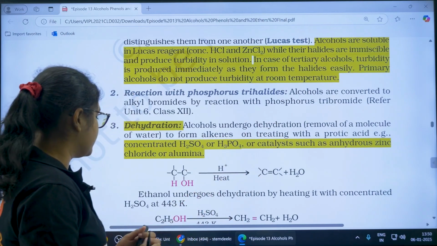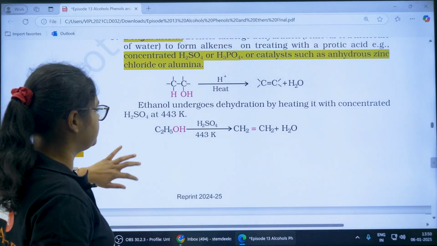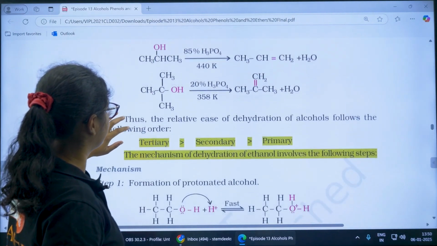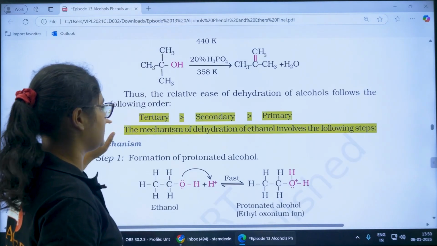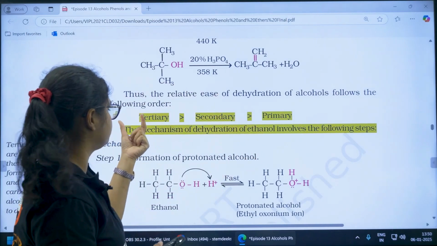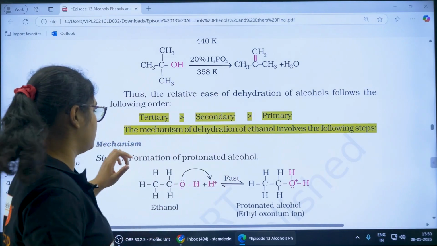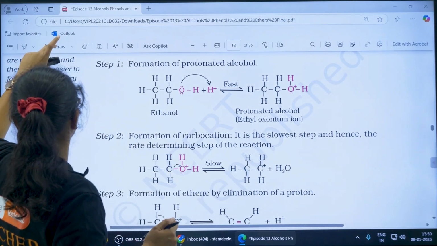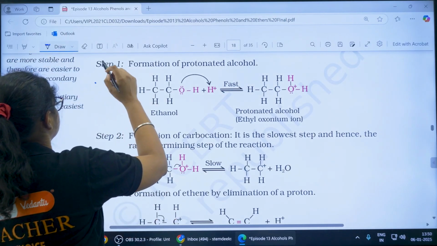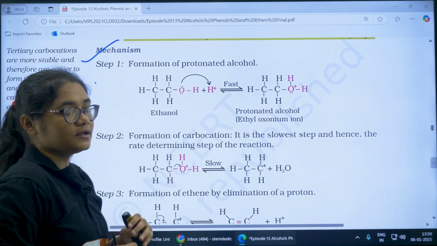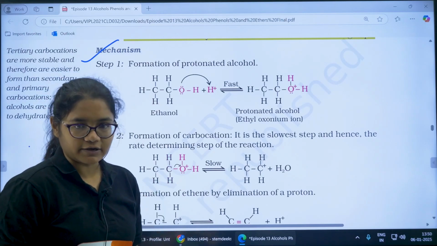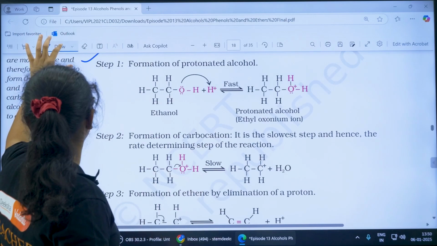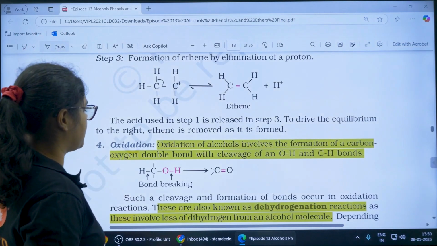Next, these are all H3PO4. Now the order of dehydration: first tertiary, then secondary, then primary. Then this mechanism is also very important. This is the second mechanism of the chapter. The first mechanism was the hydration of alcohols, and this is the dehydration of alcohols. This mechanism is super important, so you should prepare it properly.